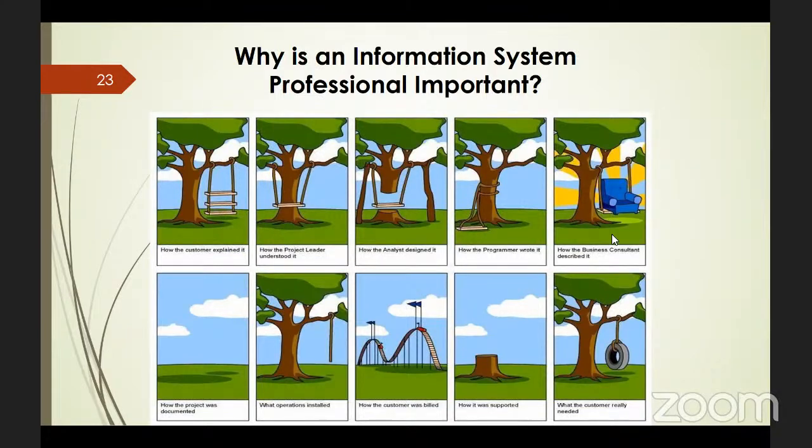The product, I'm going from left to right at the top. The project leader understood it somewhere different. I don't know why the analyst designed it in a way that can't make any sense to anybody. The programmer did something different. The business consultant described it differently. And it looks as if there was no documentation, because I guess nobody thought it was important. It was installed completely improperly. The customer was billed in a ridiculous manner, and it was not supported at all. And all the customer really needed was a nice swing on a tire.